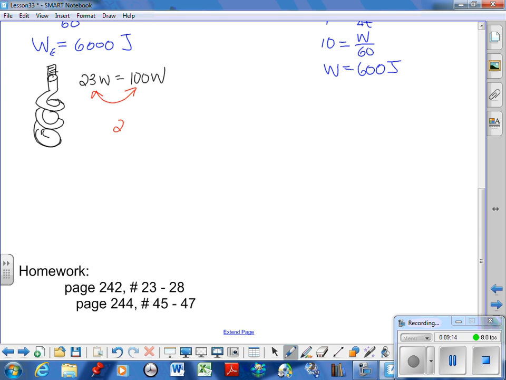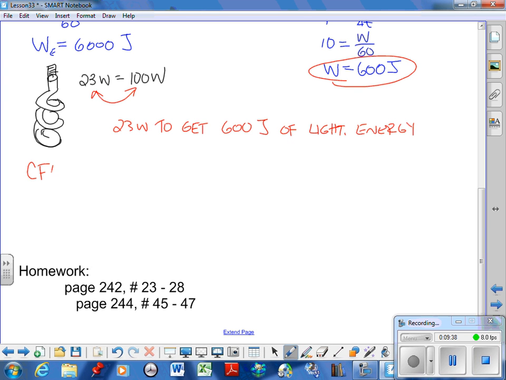So 23 watts to get 600 joules of light energy, which we just calculated here. So that 23 watts, so much more efficient, the swirly bulbs, and that's why we're going to these CFLs. They're talking about when you get that reduction in energy.